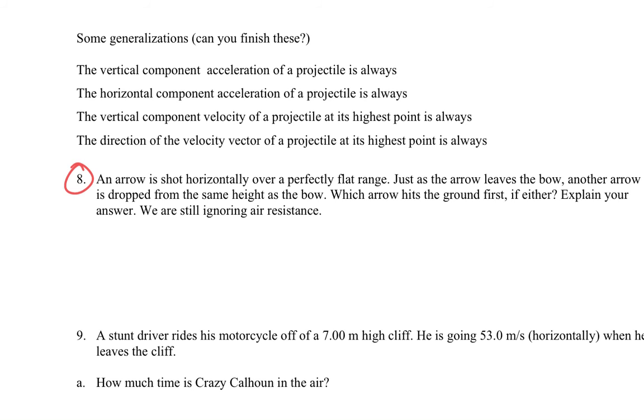All right, hopefully these first couple are pretty easy. The vertical component of acceleration of a projectile is always the same. It's always the acceleration due to gravity, and it's always 9.8 meters per second squared. The horizontal component is going to be 0 because there's no net force acting on it in the horizontal direction. The vertical component of velocity of a projectile at its highest point, and we've talked about this before in kinematics, is always going to be 0, right? It won't have any vertical component when it's at its highest point. The direction of the velocity vector of a projectile at its highest point is therefore always going to be horizontal. Okay? So pretty straightforward there.